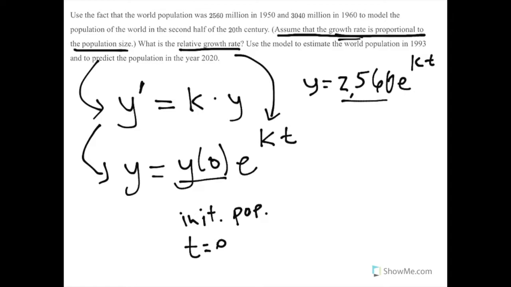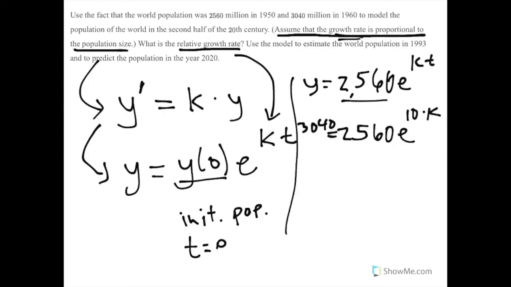Okay, we need to use what information we're told. We're also told that in the year 1960, which is 10 years later, so we're going to go ahead and use 10 years after 1950 here. We'll go ahead and plug in 10 for t, e to the 10 times k, and we know that in the year 1960, the population is 3040.